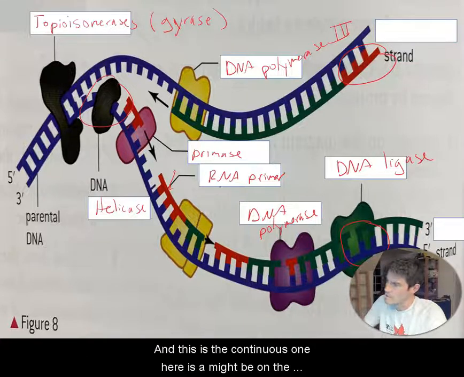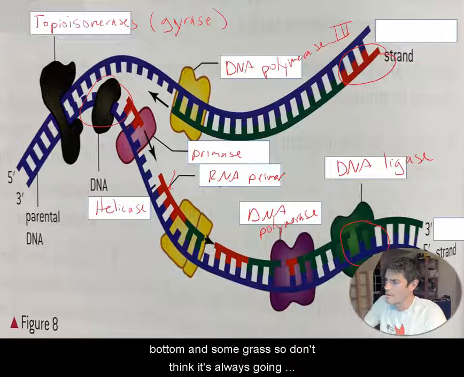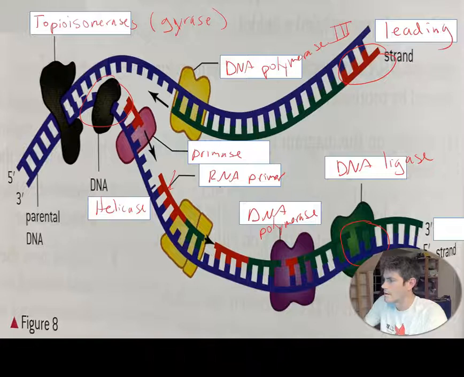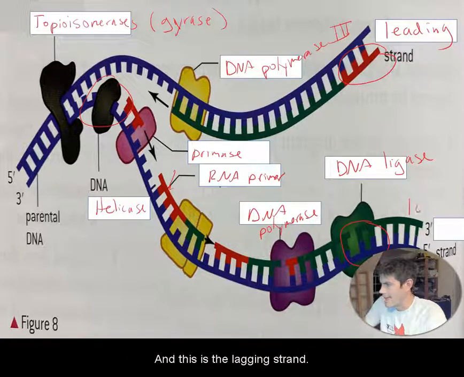And remember, this is the continuous one here, and it might be on the bottom in some graphs, so don't think it's always going to be on top. Always make sure you look at it. So this is the leading strand up here, and then this is the lagging strand.